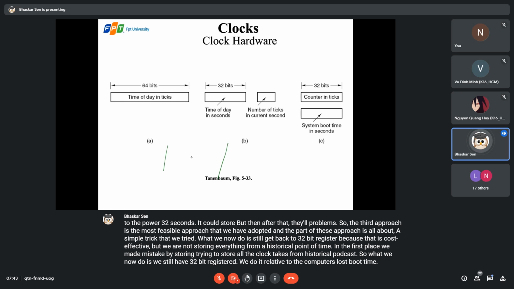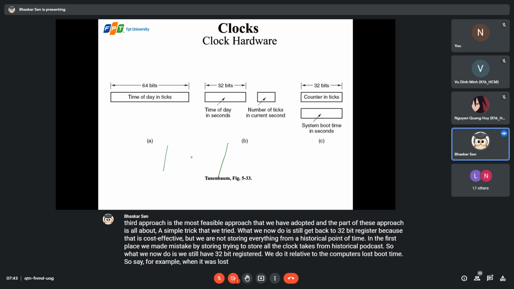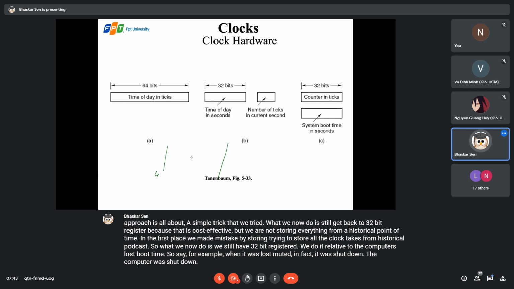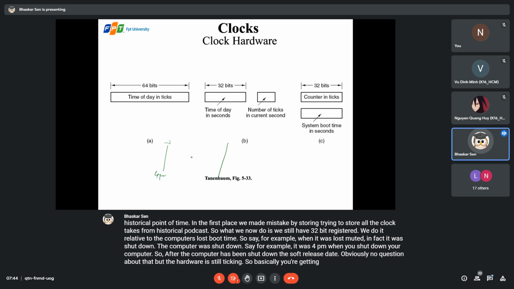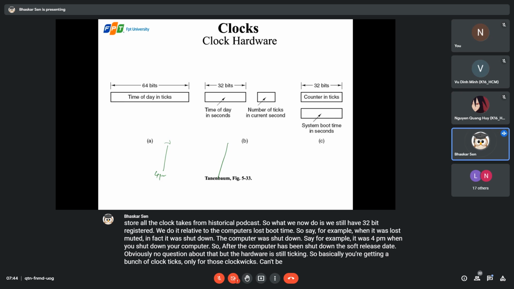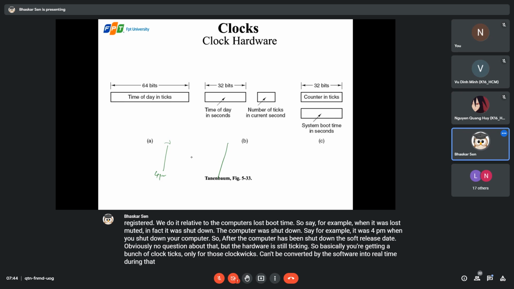So say, for example, when it was last booted, in fact, it was shut down, the computer was shut down. Say, for example, it was 4 p.m. when you shut down your computer. So after the computer has been shut down, the software is dead. Obviously, no question about that. But the hardware is still ticking. So basically, you are getting a bunch of clock ticks only. But those clock ticks can't be converted by the software into real time during that shutdown period.